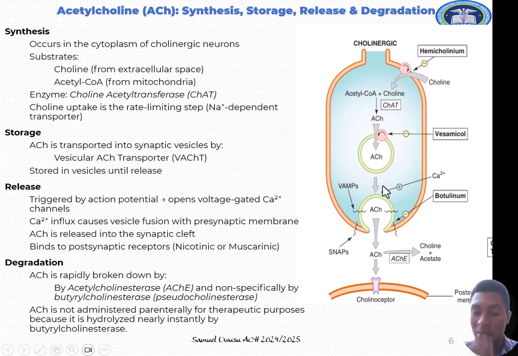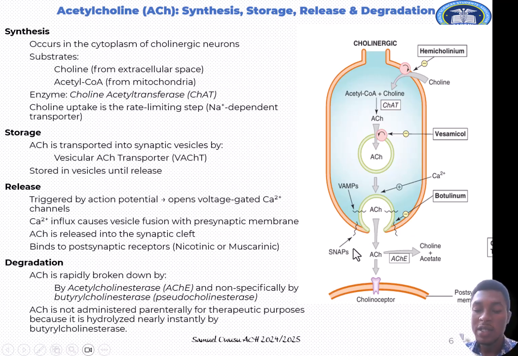Now the release of the acetylcholine to the outside is triggered by calcium levels. When there is increased calcium, the vesicle will tend to fuse with the membrane of the presynaptic neuron. So it fuses with the membrane, and then eventually it is released outside.